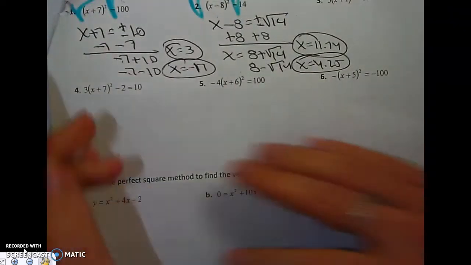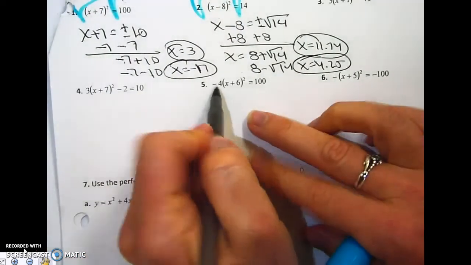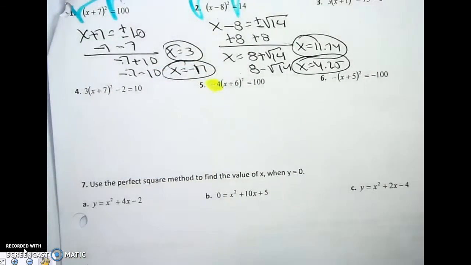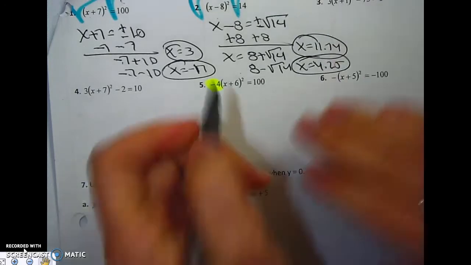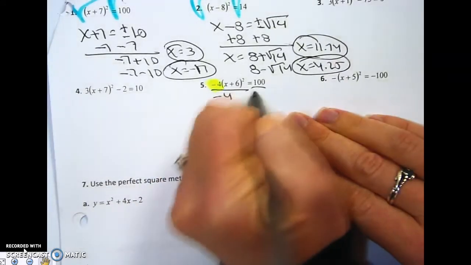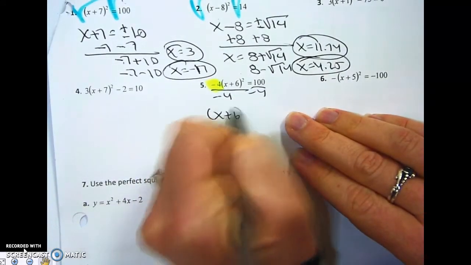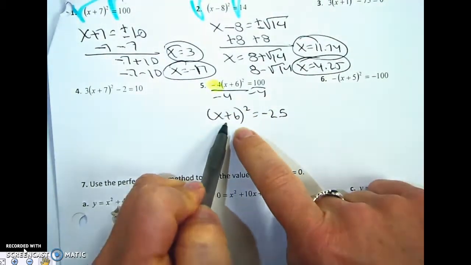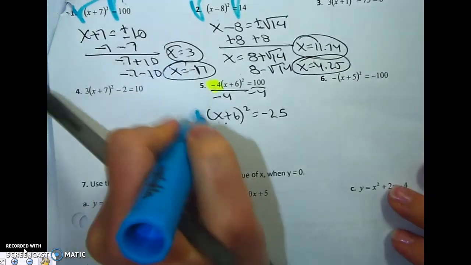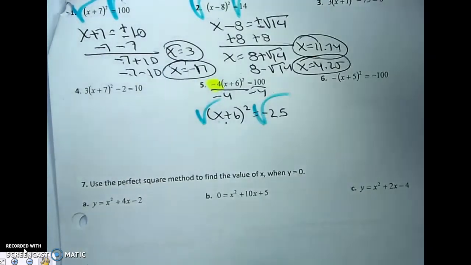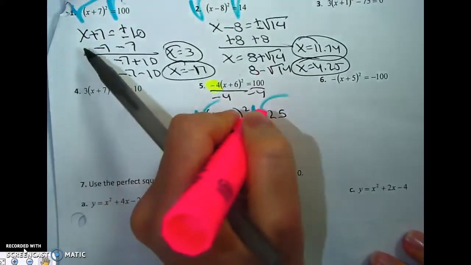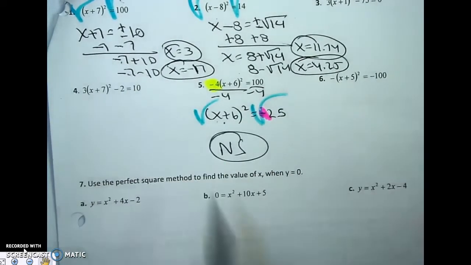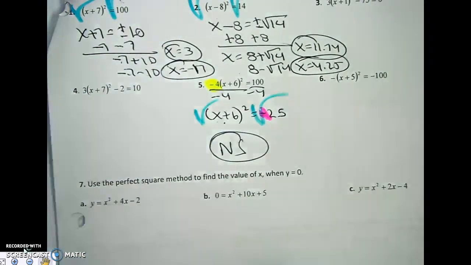Let's try number 5. The problem is there's this 4 on the outside, so you got to get rid of it. The 4 is touching the parentheses. Parentheses means multiply. The opposite is divide. Divide that in your calculator. Now this problem looks just like this one. Square root, square root. But there's a problem. Because that's negative right there inside the square root, the answer is no solution. Okay, so careful of that negative.